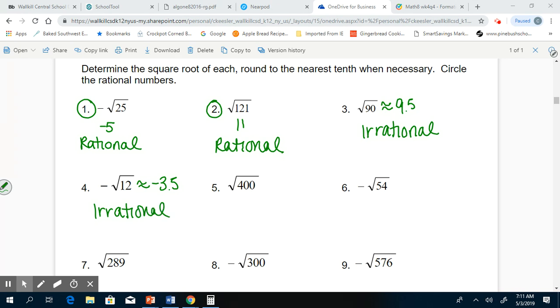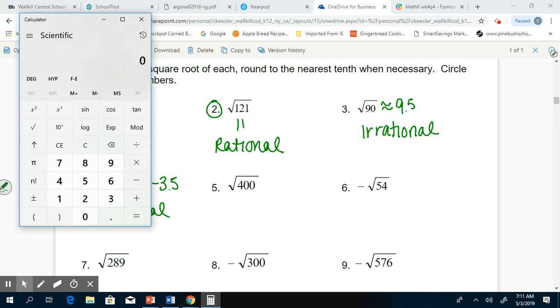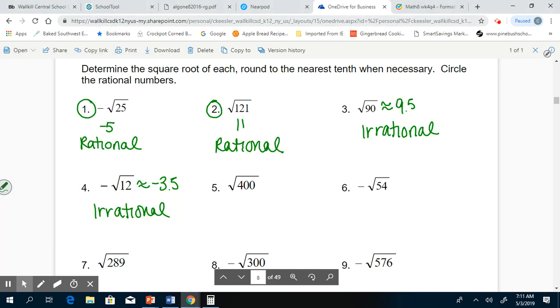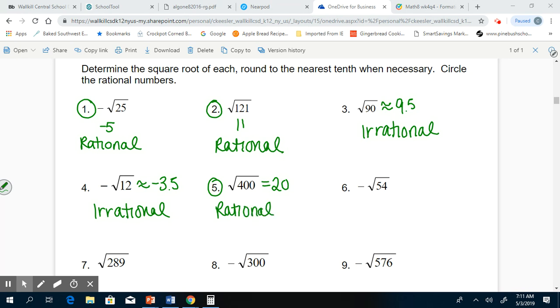I'm going to do one more with you before letting you be on your own. Square root of 400 is exactly 20, because 20 times 20 is 400. Therefore, this one is rational. You can pause the video now and do 6 through 9, or wait and come back to it at the end of the video. I'm going to move on to the back.